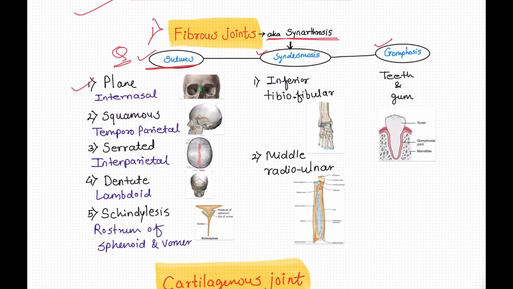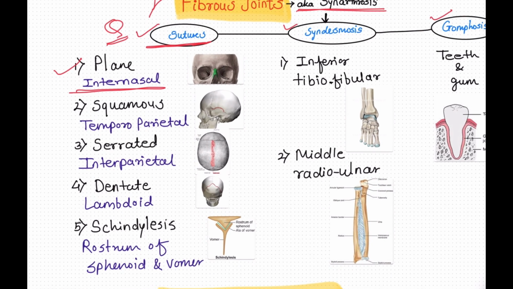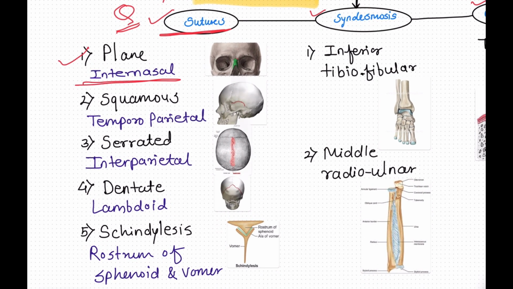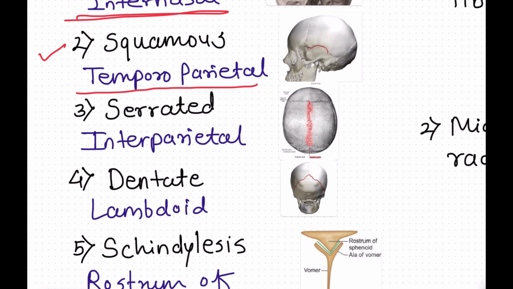Okay. Plain suture example is internasal suture. You can see here two nasal bones are joined with plain suture. Then the second one is squamous suture. Squamous suture example is temporoparietal suture. Okay, so this is temporal bone and above it is parietal bone. The suture is joining temporal bone with parietal bone.